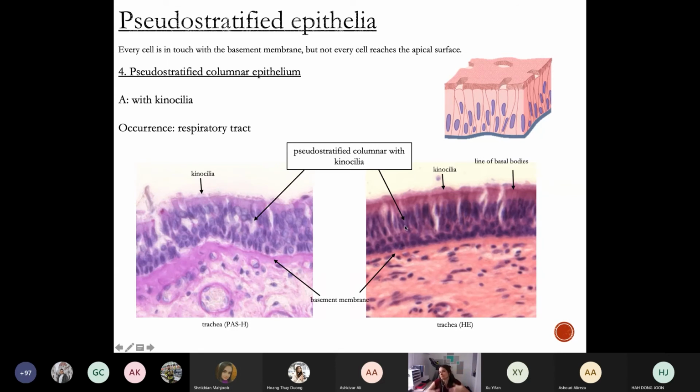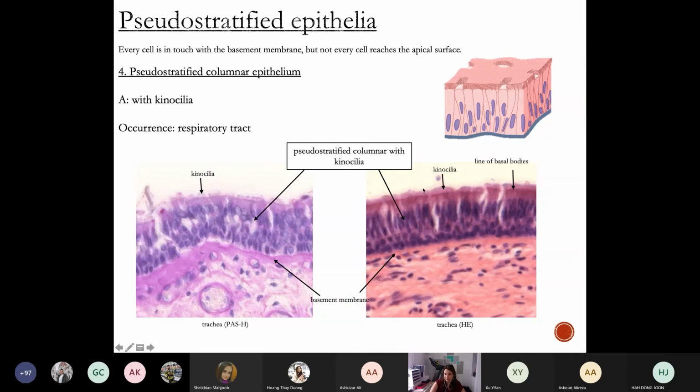So we don't see the borders of the cells. So we don't see that this cell reaches the apical surface, and this other cell doesn't reach the apical surface. So we cannot be completely sure if this is a pseudostratified or stratified epithelium when we only take a look at the nuclei.